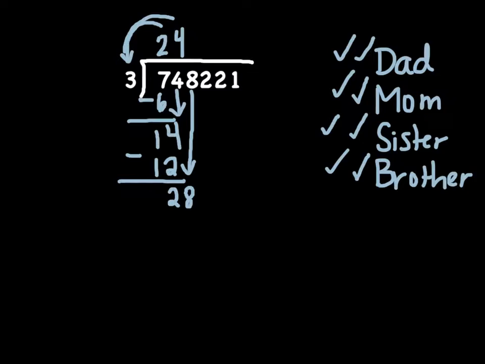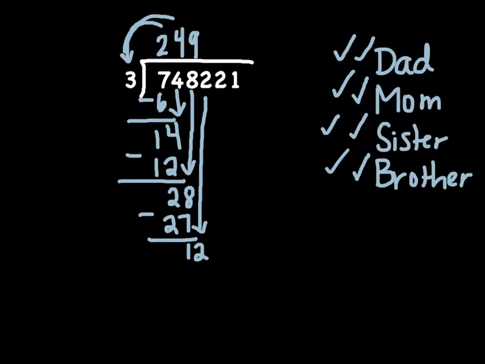3 goes into 28 9 times, because 9 times 3 gets us to 27. That's as close to 28 as we can get. So now we're going to subtract. We get 1. Then bring down that next number in line, which is a 2.